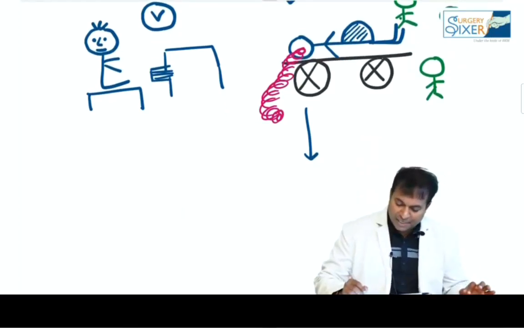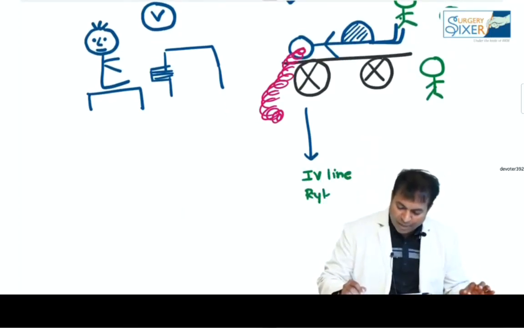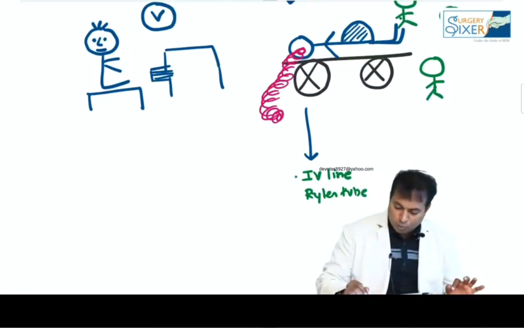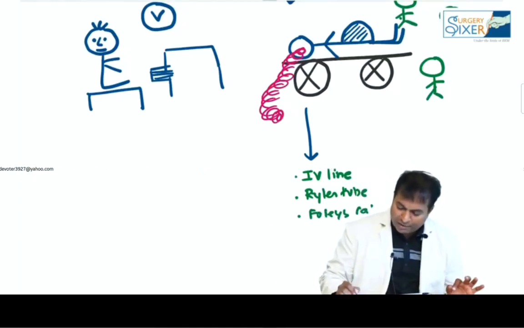So the moment you receive this patient, immediately put an IV line, resuscitate and put a Ryle's tube. The moment you put a Ryle's tube, the bleeding will come through the Ryle's tube and he won't vomit. Put an IV line, Ryle's tube, Foley's catheter.